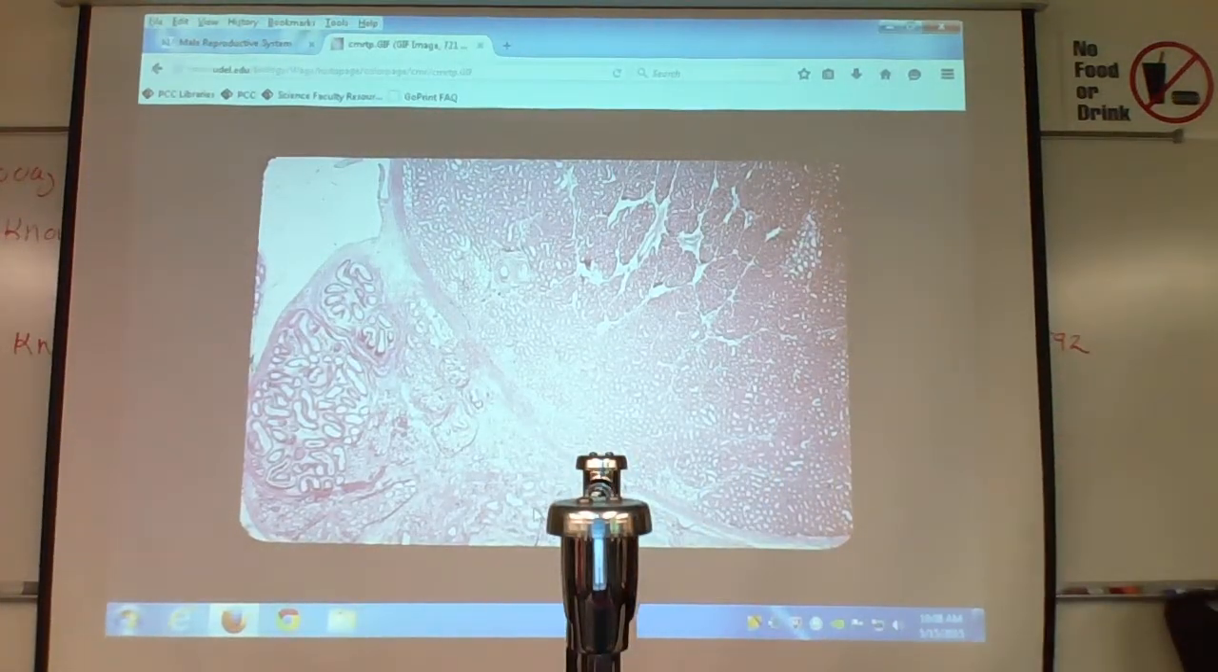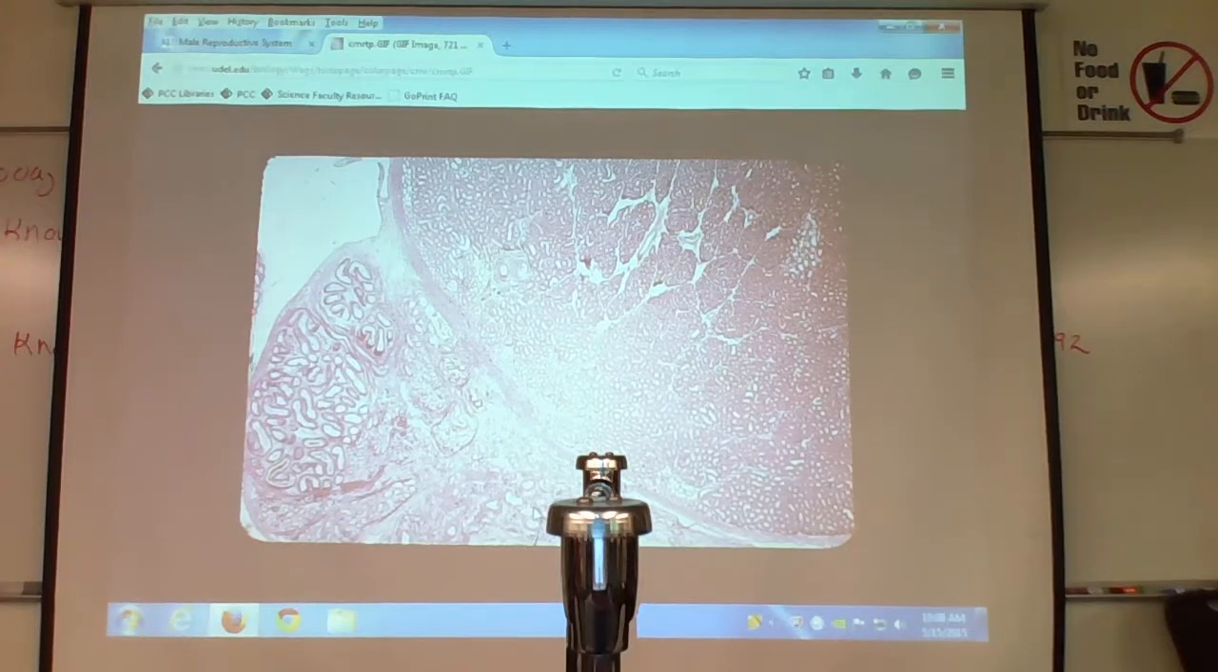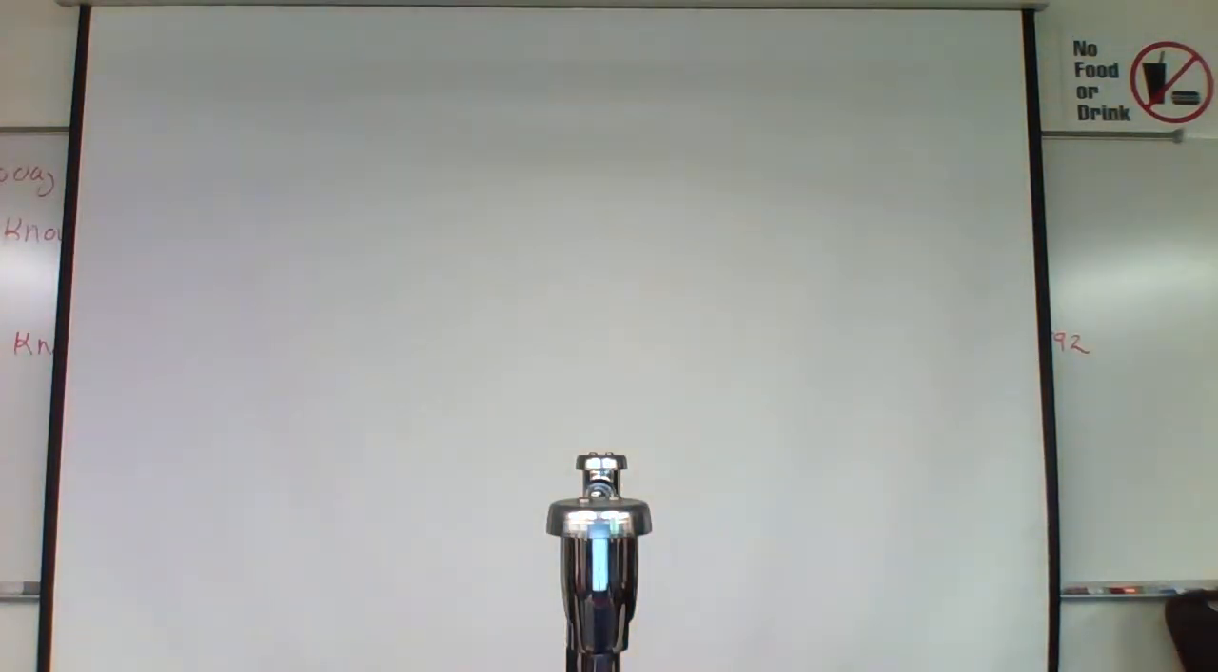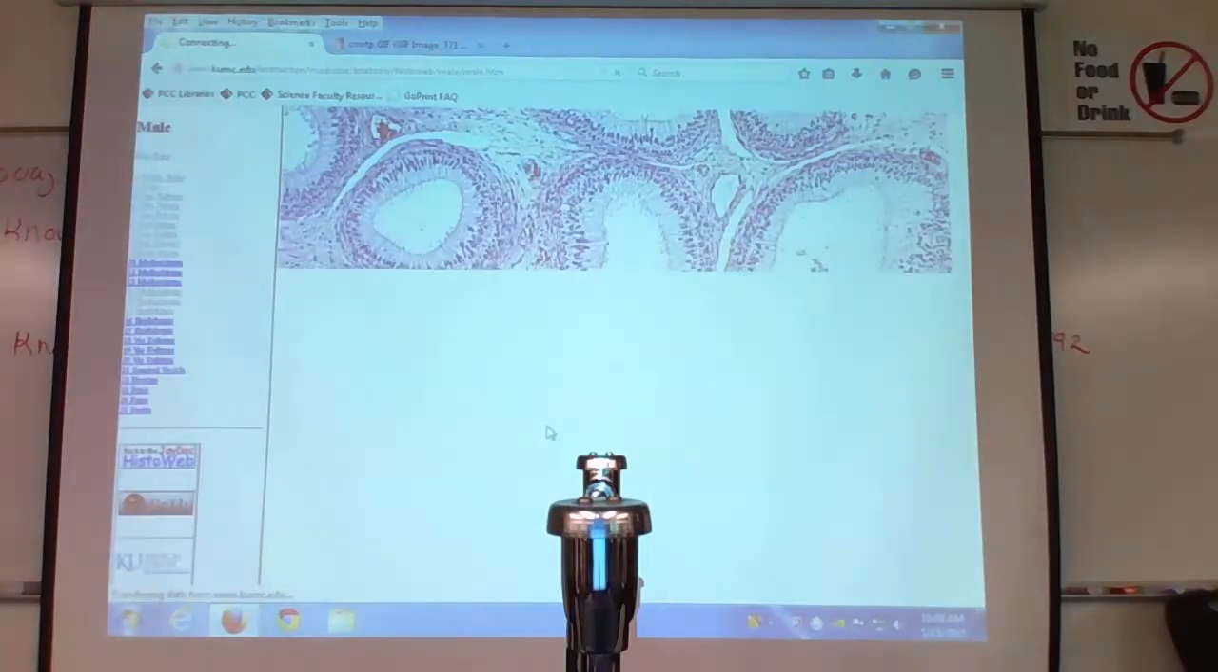So okay, our testis. I'll be on the model. I'll show you that one. It's easier to see on a model. Rete is the net they form. So let's find some other parts we're supposed to know. So we'll do it in order. What comes after a seminiferous tubule? Epididymis. An epididymis is a sperm school.